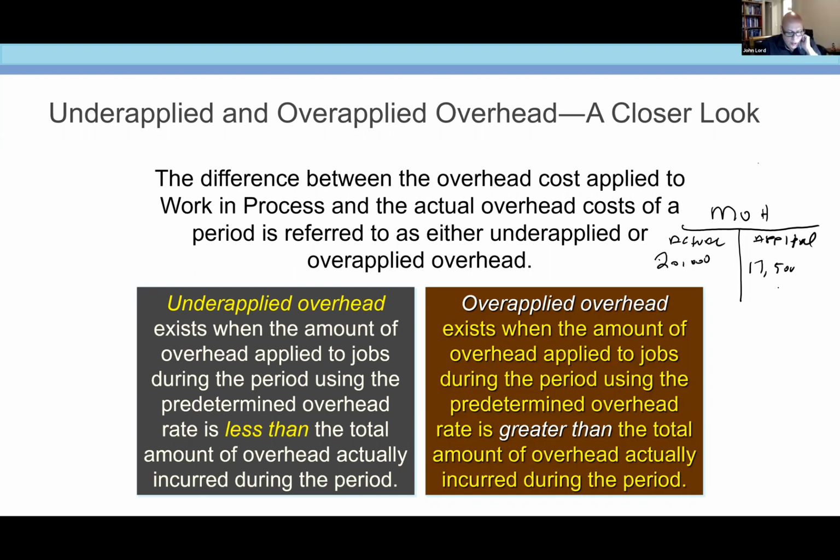So would you say in this situation, are we under applied or over applied? Did we apply too much or not enough? Not enough. So we are 3,000 under applied. Why? Because I used a predetermined manufacturing overhead rate that wasn't perfect.